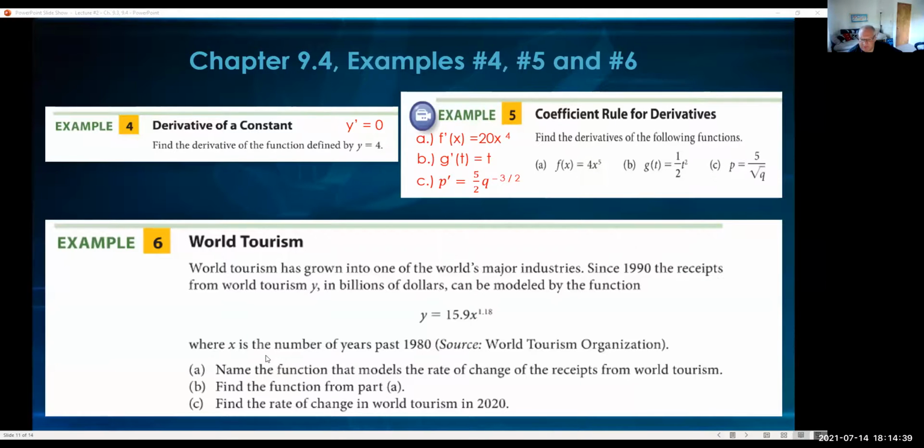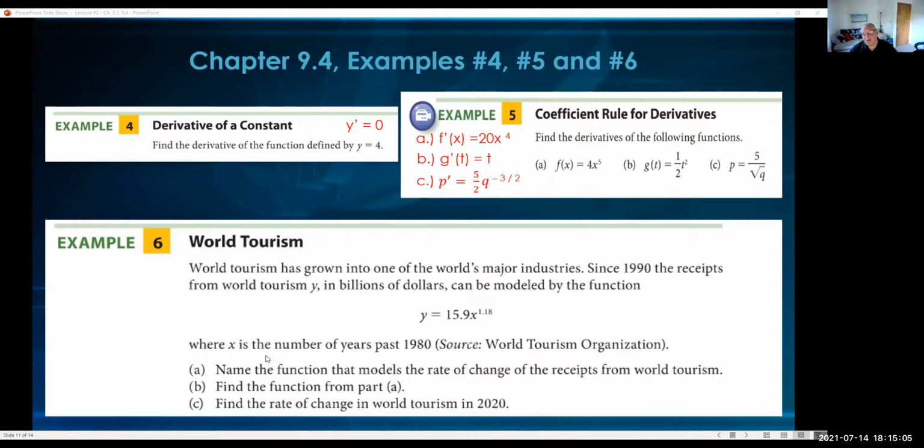So we have a little function. It's a pretty basic function. It's not that hard. X is the number of years past 1980. For example, if it's 7, it's 1987, etc. First, name the function that models the rate of change of the receipts from world tourism. In other words, find the derivative of this function. Modeling the rate of change is the same as finding the derivative of. They mean the same thing.